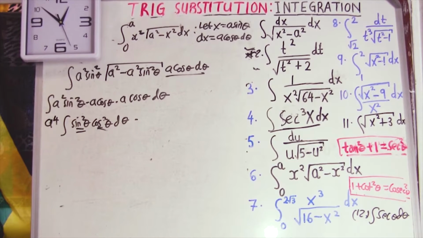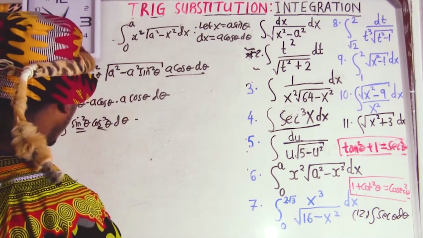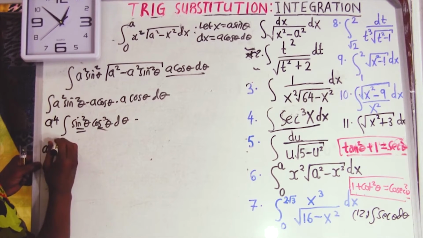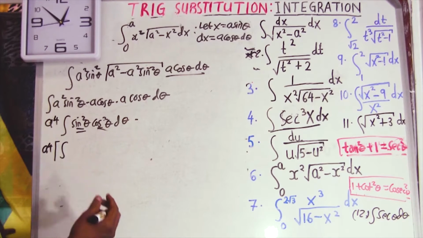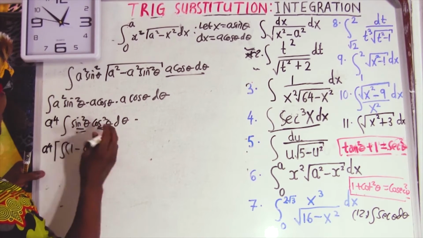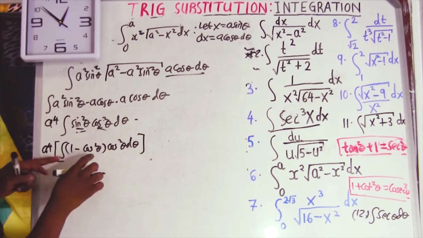So now we can replace that. Let me make everything cos, or let me make everything sine, and then do it as a trig double angle. So I'm going to say a power 4, and then the integral. Let me make everything cos, I prefer cos. So this is going to be 1 minus cos squared theta, and this is going to be cos squared theta d theta. Okay. Now you can multiply that out.